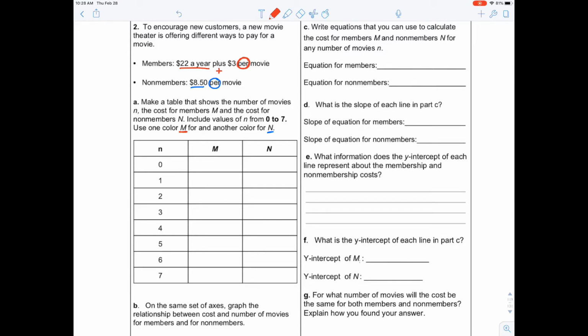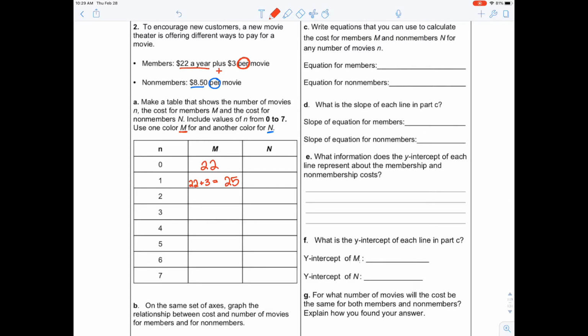So if I watch 0 movies, how much am I paying as a member? Well, hopefully you would say that you would have to pay for that membership, which is $22 a year. Since you didn't watch any movies, you're not going to pay any movie prices. So next, if we watch one movie, we paid that $22, but now we're going to pay $3 for that one movie. So I started with 22 and I'm going to add that $3. So my total cost comes out to $25.